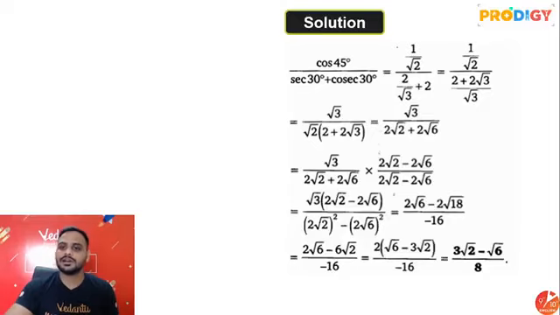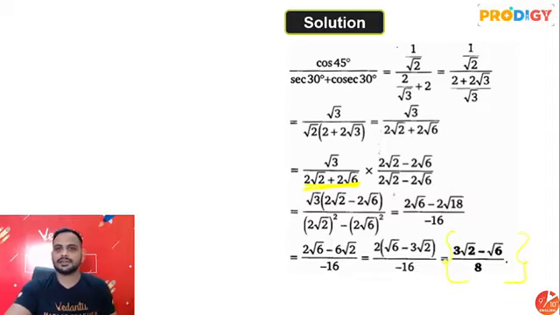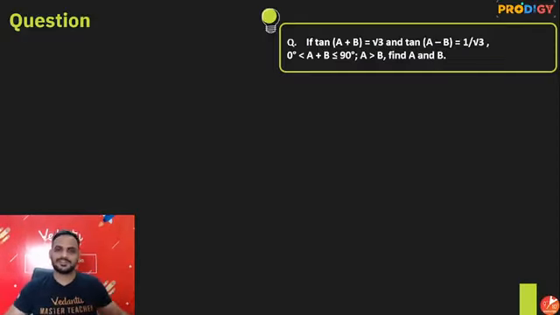अच्छा, they have also done the rationalization. ठीक है? So you can do the rationalization. Multiply that with 2 root 2 plus 2 root 6. Here it is 2 root 2 plus 2 root 6. You can rationalize with 2 root 2 minus 2 root 6. Multiply this. Finally your answer you are getting 3 root 2 minus root 6 by 8. ठीक है बच्चों? अब चलो, this is our star question.